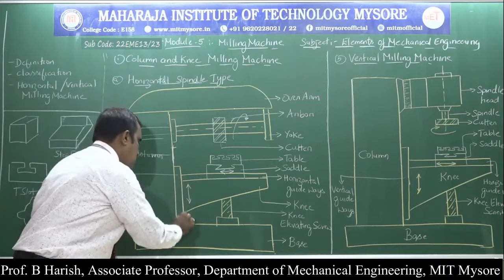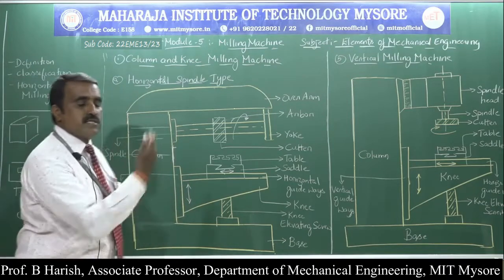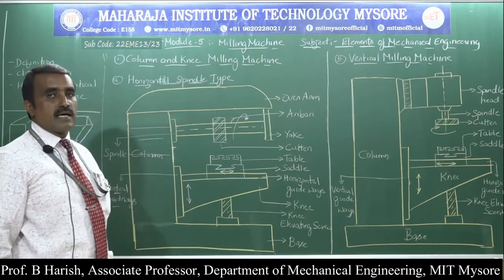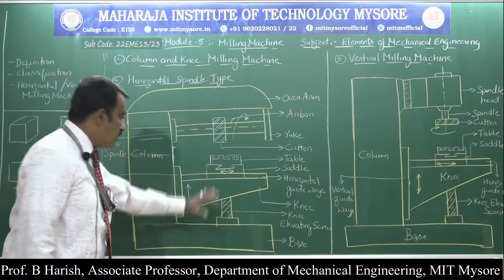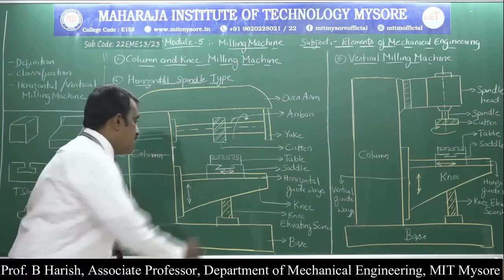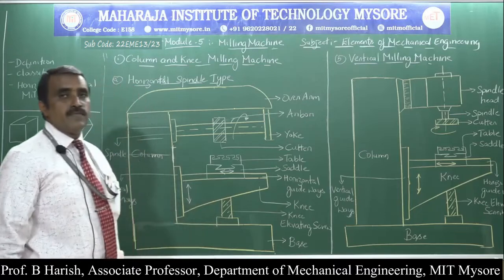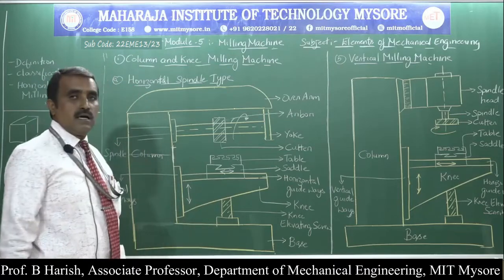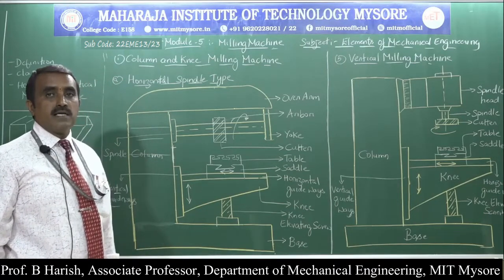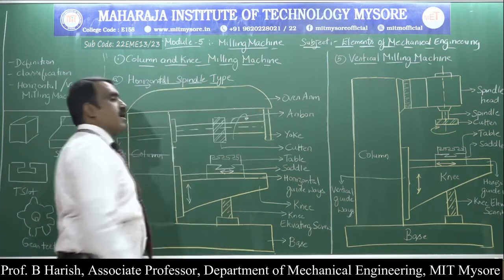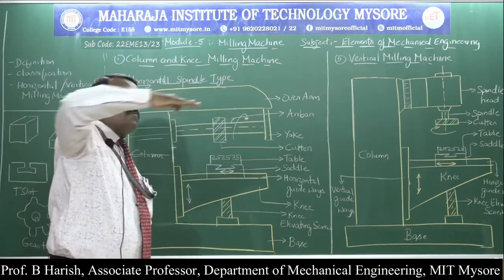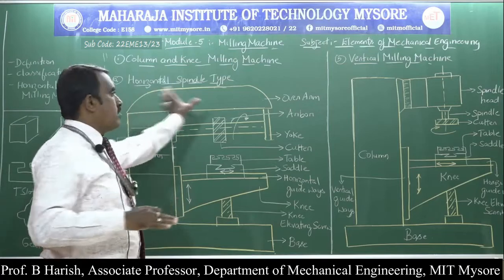Here this is the projection part. The front face of the column will have vertical guideways. The function of the guideways is to support the vertical movement of the knee. That is the second important part, the column. Then coming to the topmost part, it's called the overarm. The overarm is the topmost part that is placed over the column.